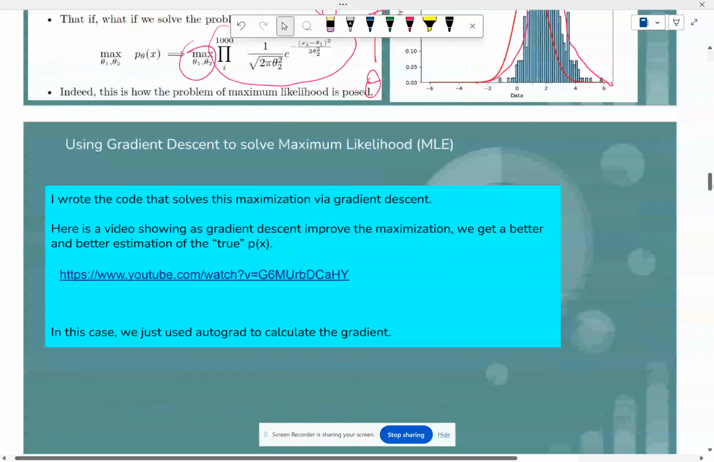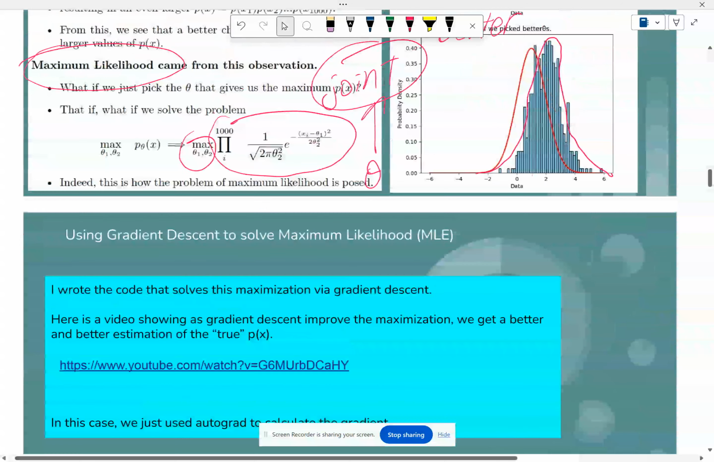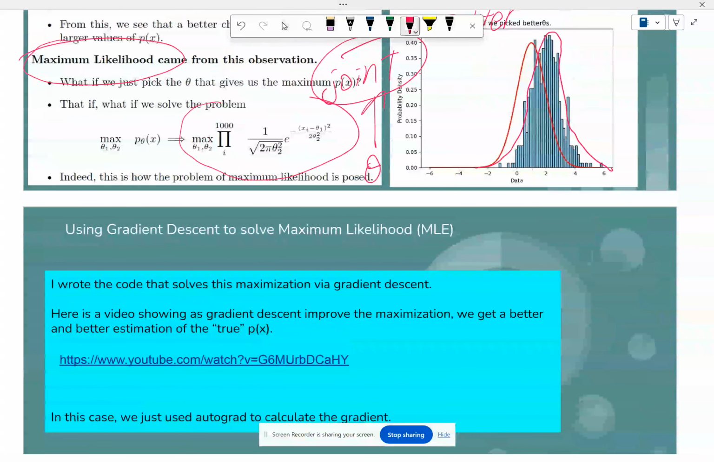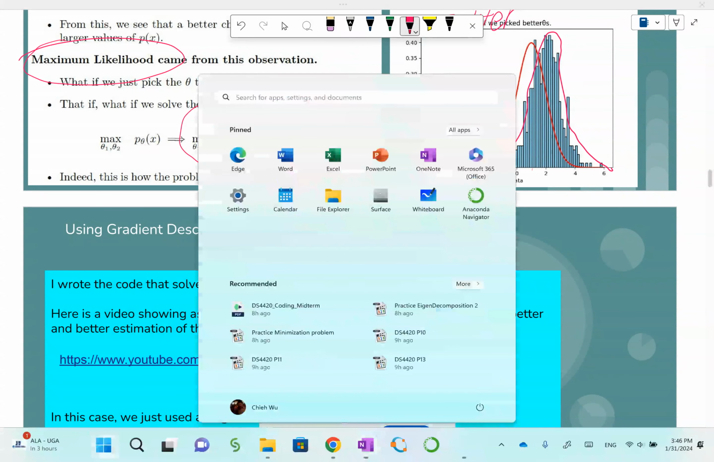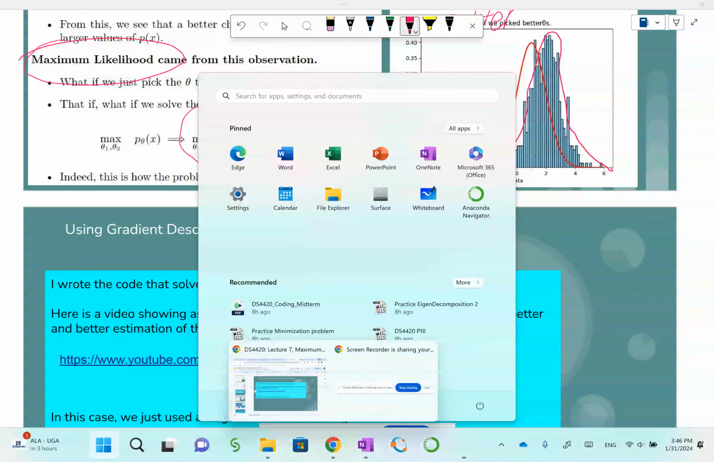Now, let me show you a video. With maximum likelihood, if you know how to take the gradient, you can also run gradient descent. In this particular example, you're trying to maximize. So what will happen if you run gradient descent step by step? Let's take a quick look.